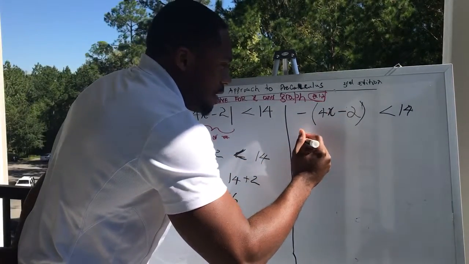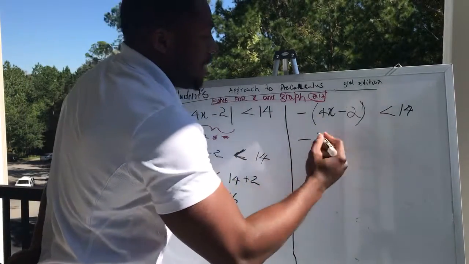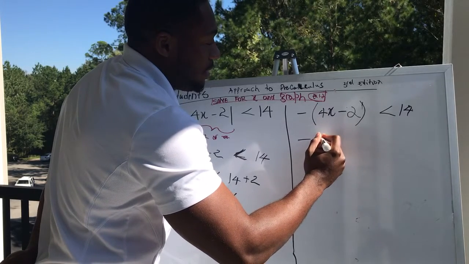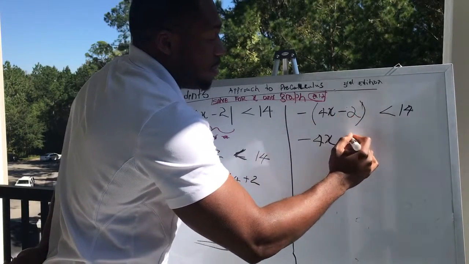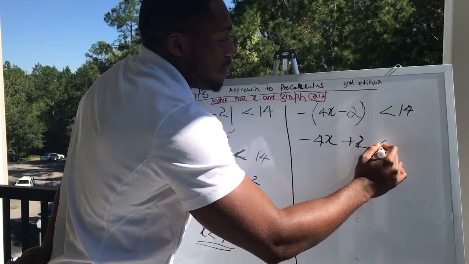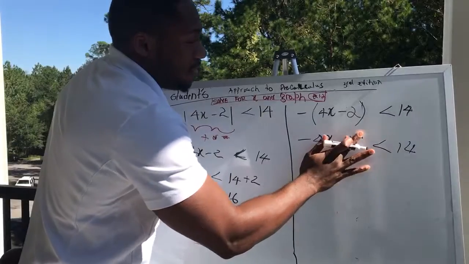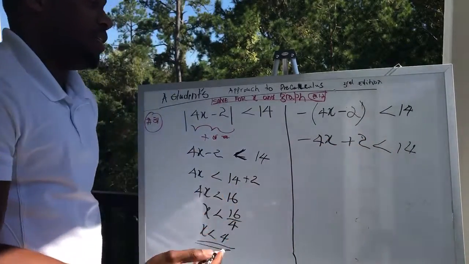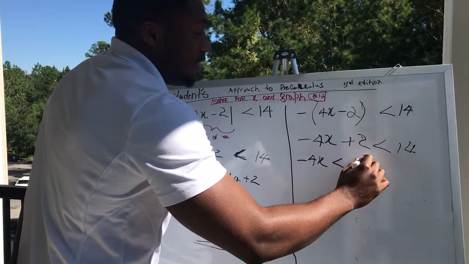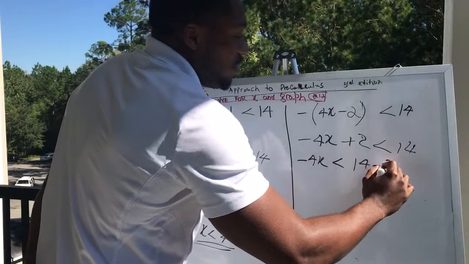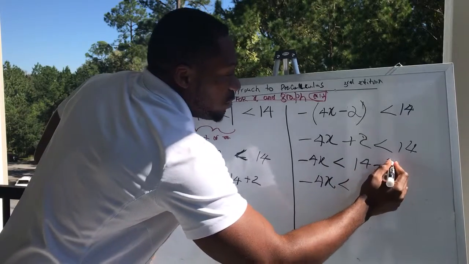The second one we're going to solve the same way. So we bring the negative sign inside: negative 4x, negative here multiplied by negative 2, plus 2, less than or equal to 14. Let me make this look more like a 2 for you. So negative 4x plus 2 is less than or equal to 14. Negative 4x is less than or equal to 14 minus 2, which is 12.